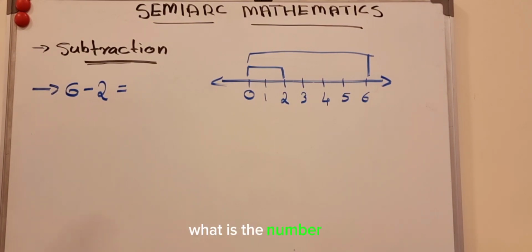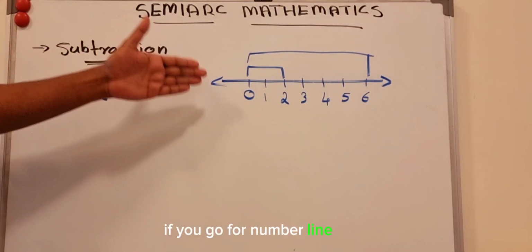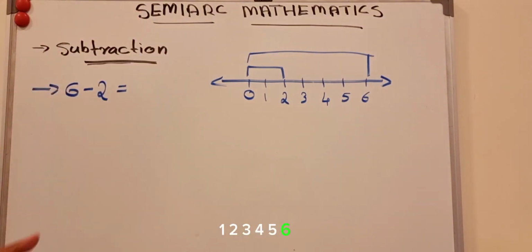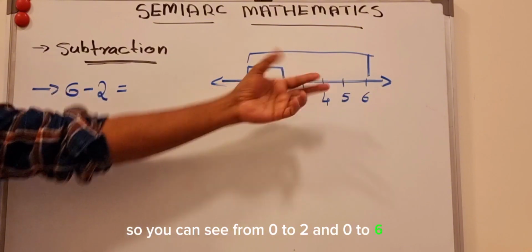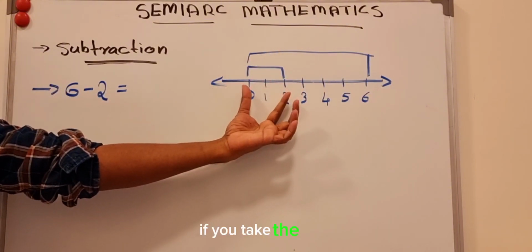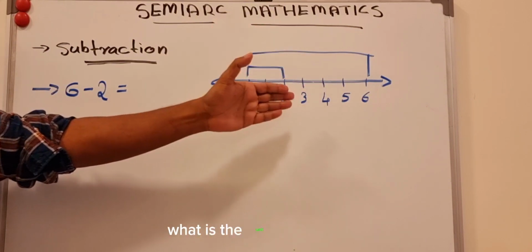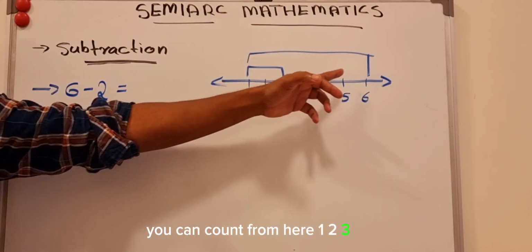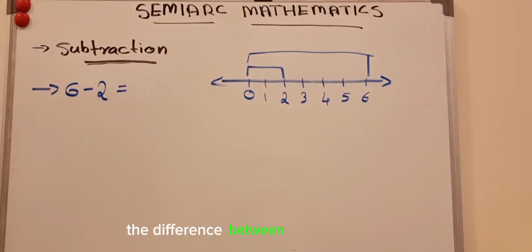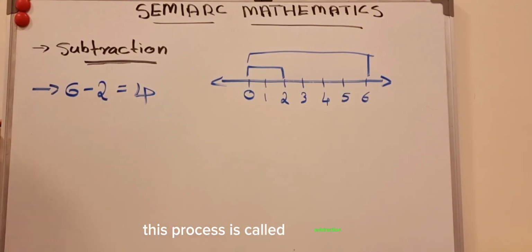I can explain with a number line. On the number line 0, 1, 2, 3, 4, 5, 6, you can see from 0 to 2 and 0 to 6. What is the difference? If you take the number 2 from 6, how many units are left? You can count from here 1, 2, 3, 4. So the difference between 6 and 2 is 4. This process is called subtraction.